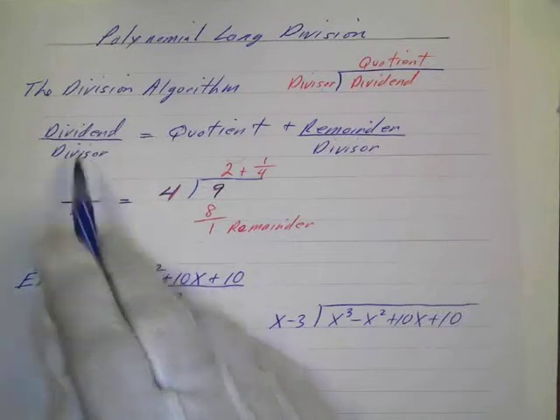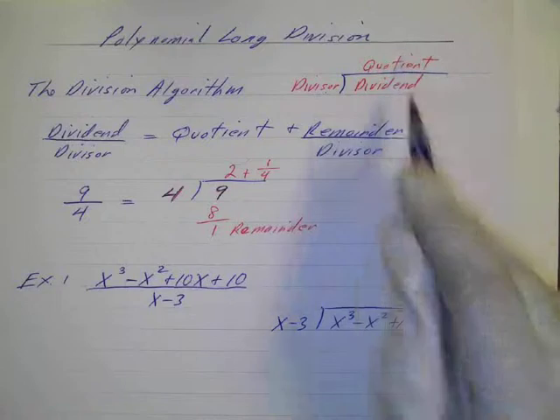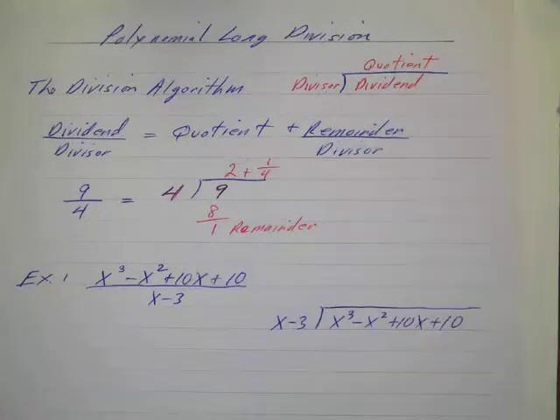So the dividend divided by the divisor equals the quotient. The quotient is the answer up here, plus the remainder, whatever remainder we get, over the divisor. So that's the division algorithm.